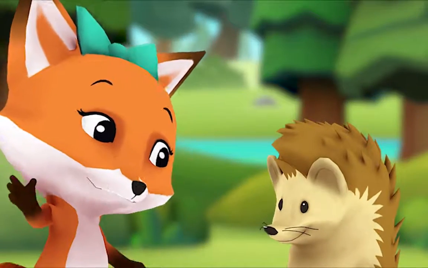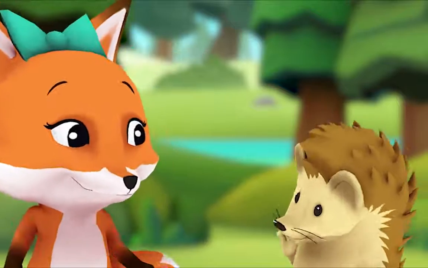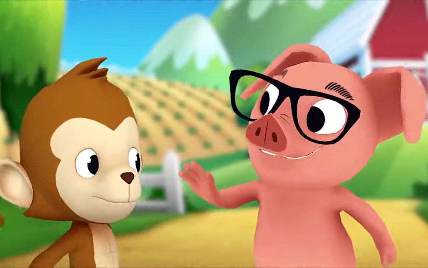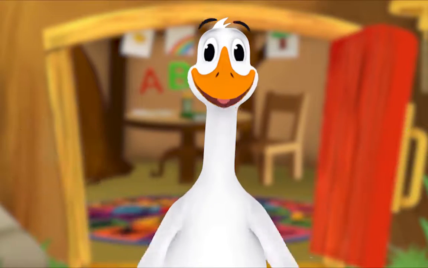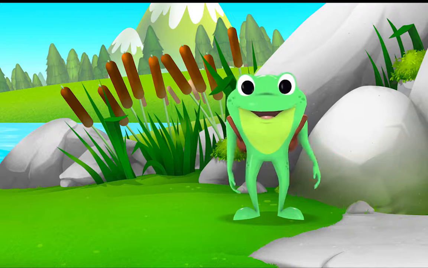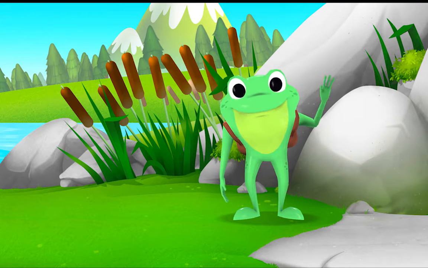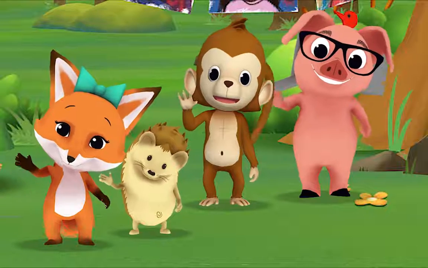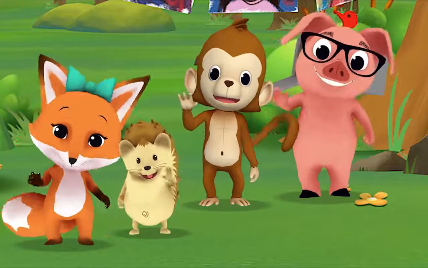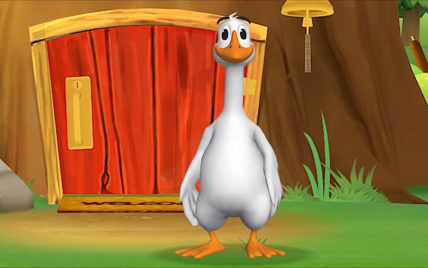Hello, Hedgehog. Hello, Fox. Hello, Pig. Hello, Monkey. When friends are near, we smile and say hello. When friends are far, we wave and say hello. It's a friendly word that shows we care. Come on and say hello.